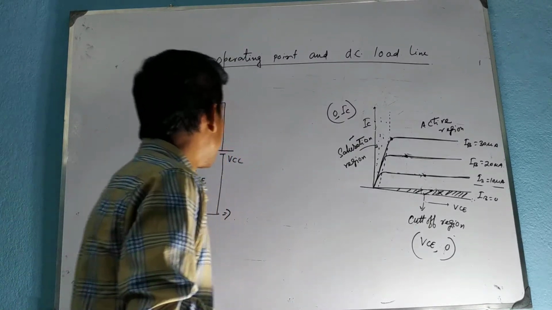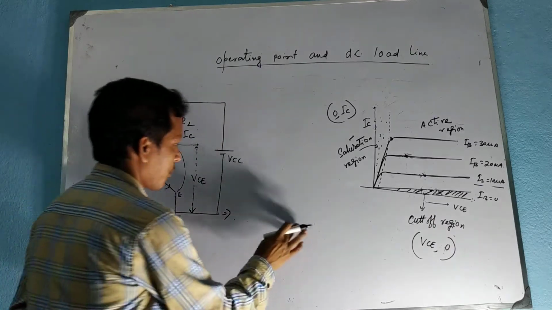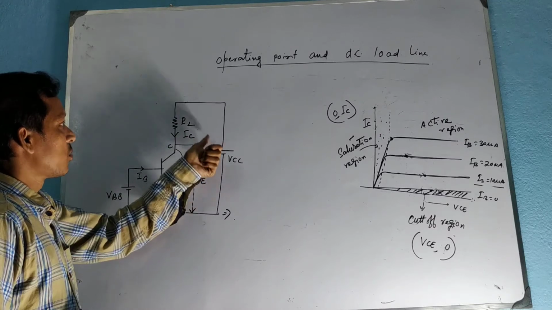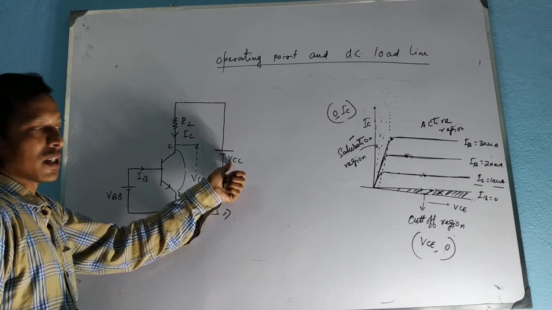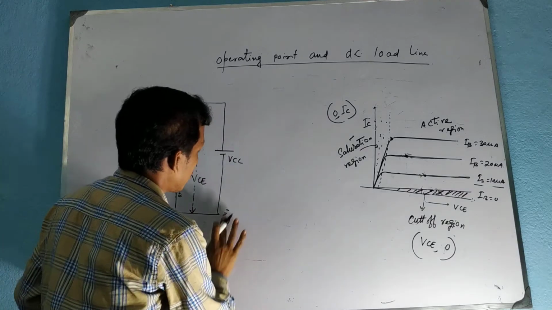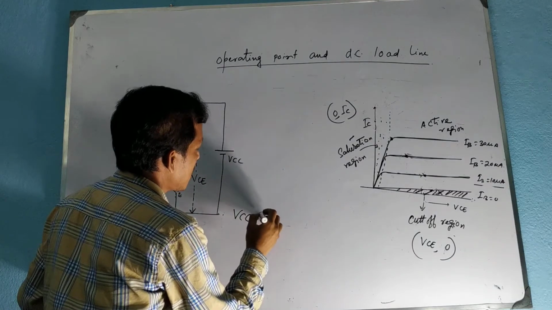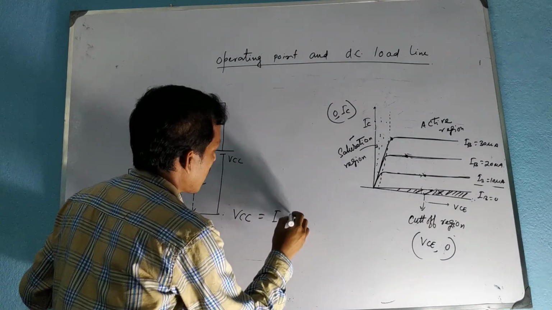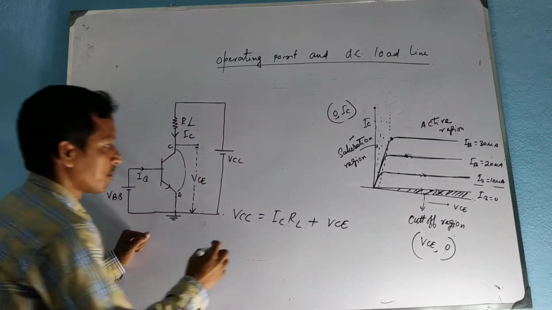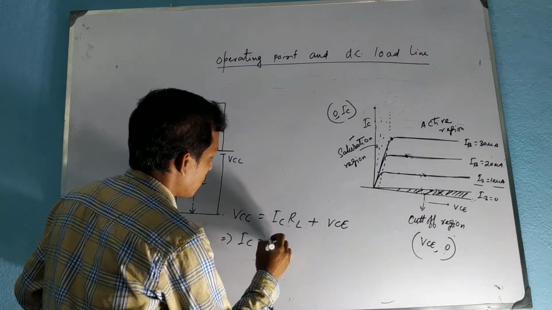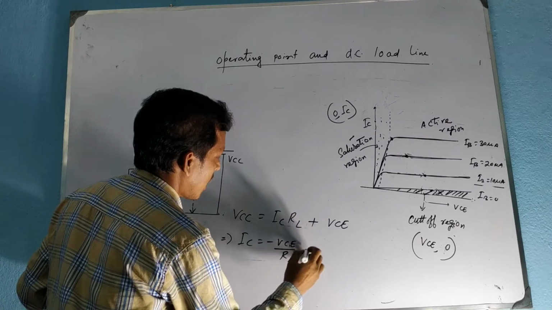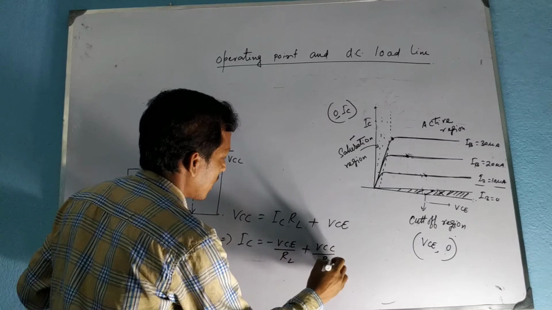Now, I will talk about the DC load line. If we apply the KVL equation to the output loop, here the supply voltage is VCC and the collector current is IC, and this is the load resistance. So, what will be the KVL equation? VCC equals IC RL plus VCE, or IC equals minus VCE by RL plus VCC by RL.